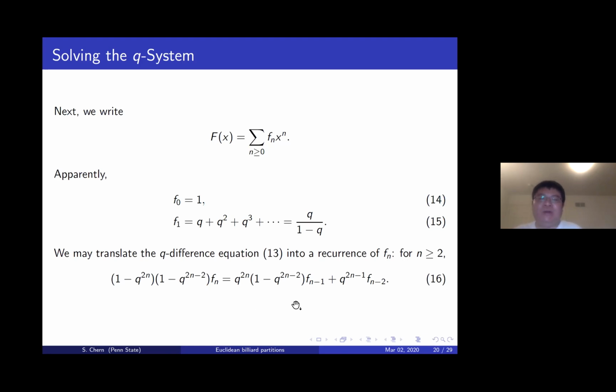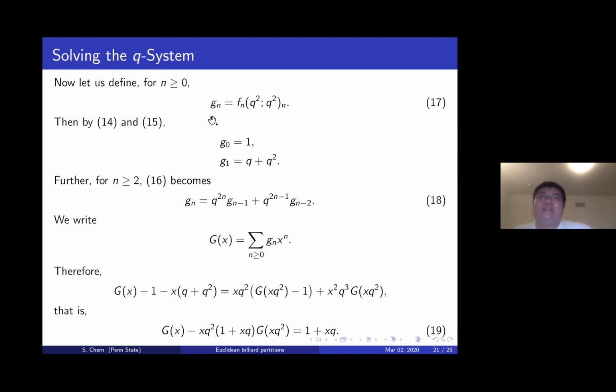And from this recurrence relation, we can do one more substitution. That is, we write G sub n as f sub n times this q squared semicolon q squared sub n. And with this substitution, we can find the expressions for G0 and G1. So G0 is 1, G1 is q plus q squared. And also we can translate the recurrence relation for f into a recurrence relation for G. So we have this relation: G sub n is equal to this guy.